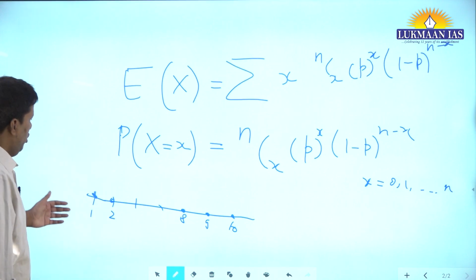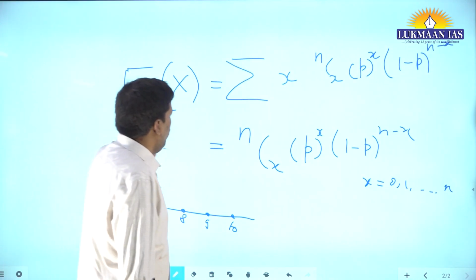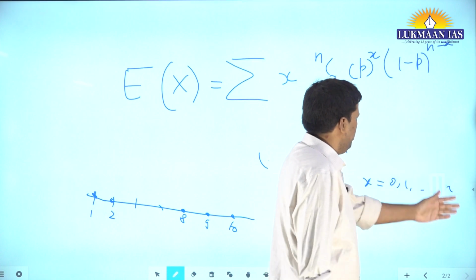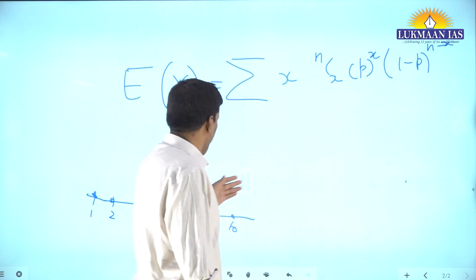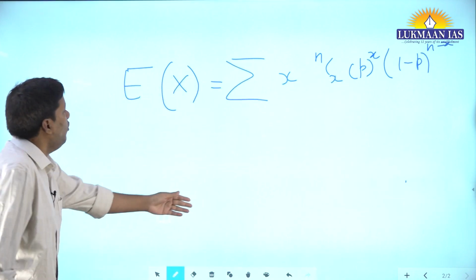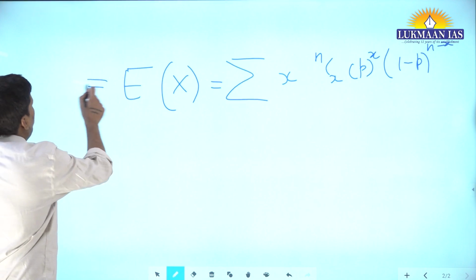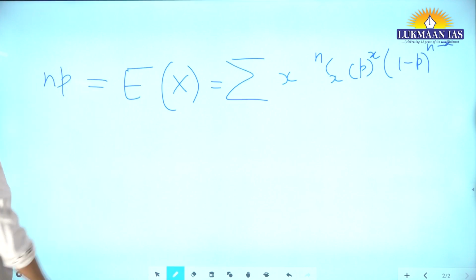Now, we will do some algebraic manipulation here, and then you will see what the objective is. We have to prove that this thing is equal to np.